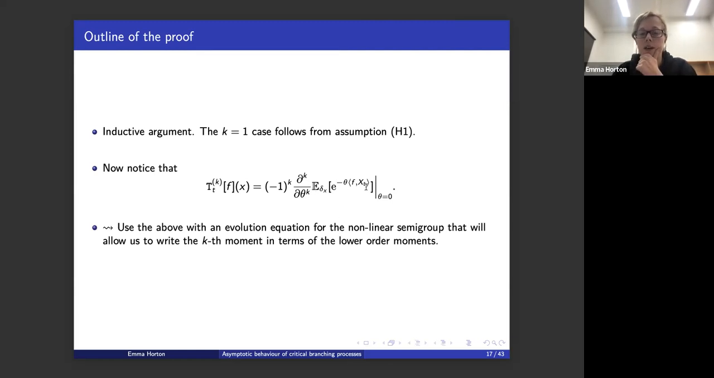We're going to write down an evolution equation for this nonlinear semigroup. And when we differentiate, this will allow us to write the kth moment in terms of all the lower order moments. And this is how we're going to get our inductive argument.